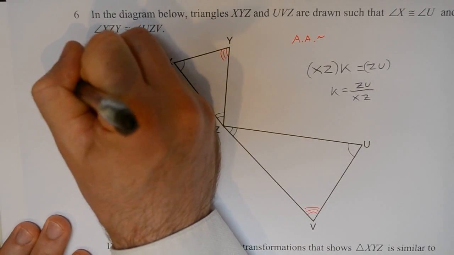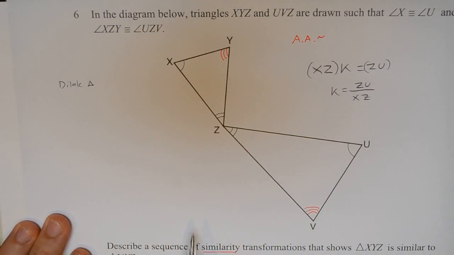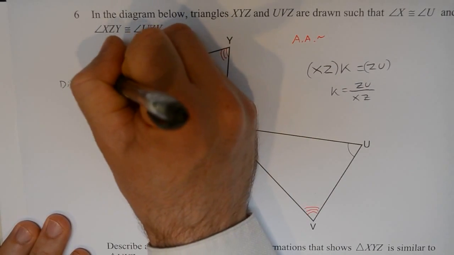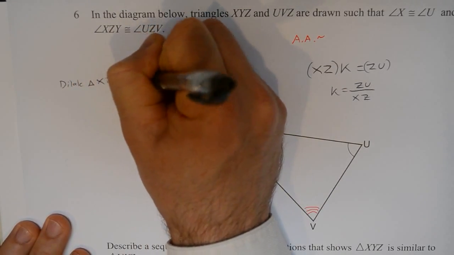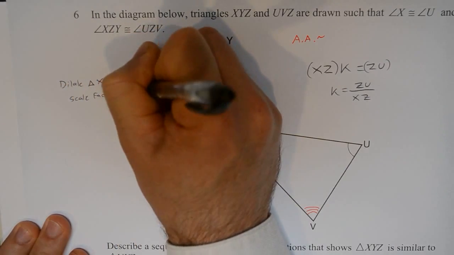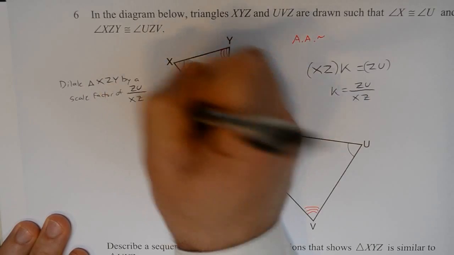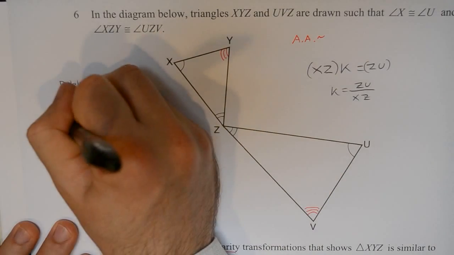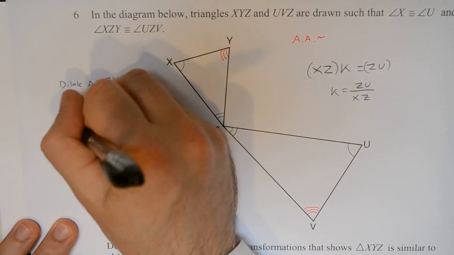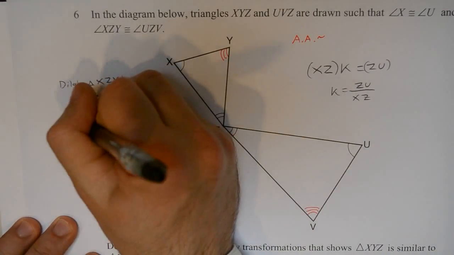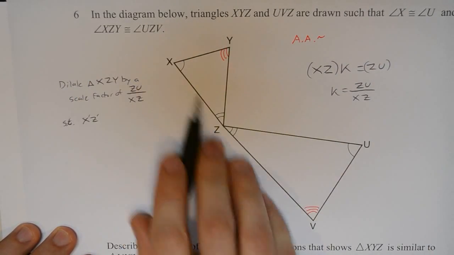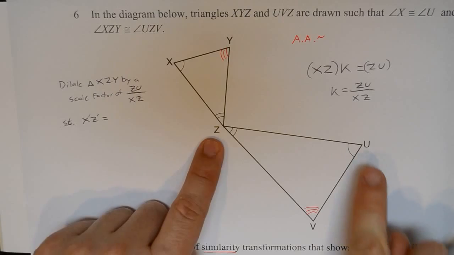So let's see. So we can dilate triangle, let's call it XZY, I'll go 1, 2, 3, right? Triangle XZY by a scale factor of ZU over XZ, such that, if you are unfamiliar with S.T., that means with regard to this condition, such that XZ, or X prime Z prime, let's say right after that dilation, is equal to now Z prime U prime.